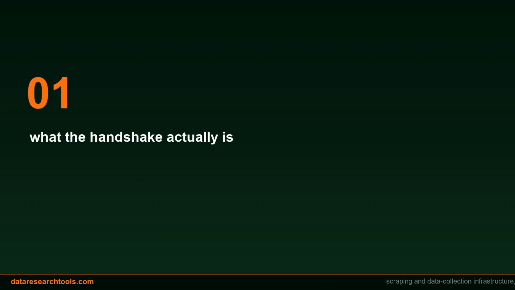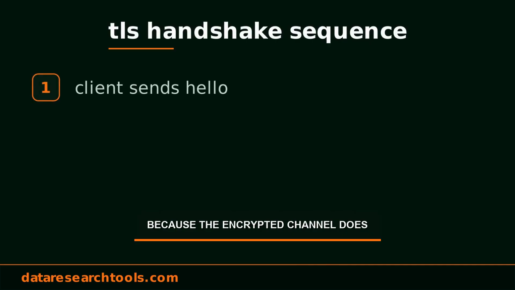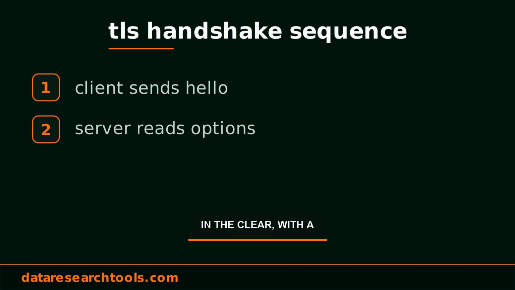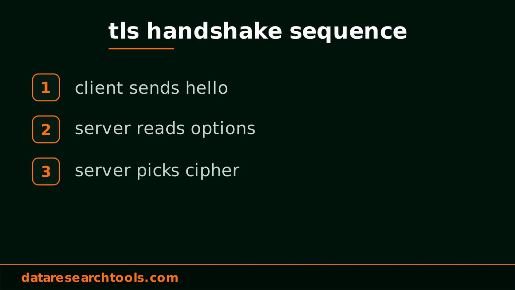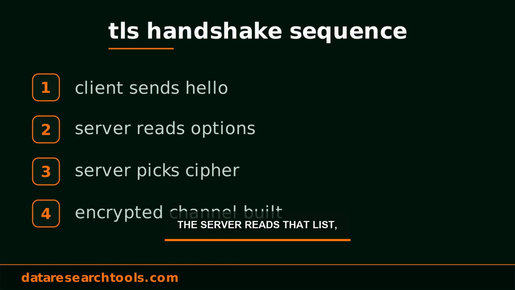What the handshake actually is. Start with the basic exchange. When your client connects to an HTTPS site, nothing secret can flow yet, because the encrypted channel does not exist until both sides agree on how to build it. So the client speaks first, in the clear, with a message called the client hello. That message is a shopping list. It says which version of TLS the client supports, which encryption methods it can use, and a set of extra options it would like to negotiate. The server reads that list, picks what it likes, and the secure channel gets built from there.